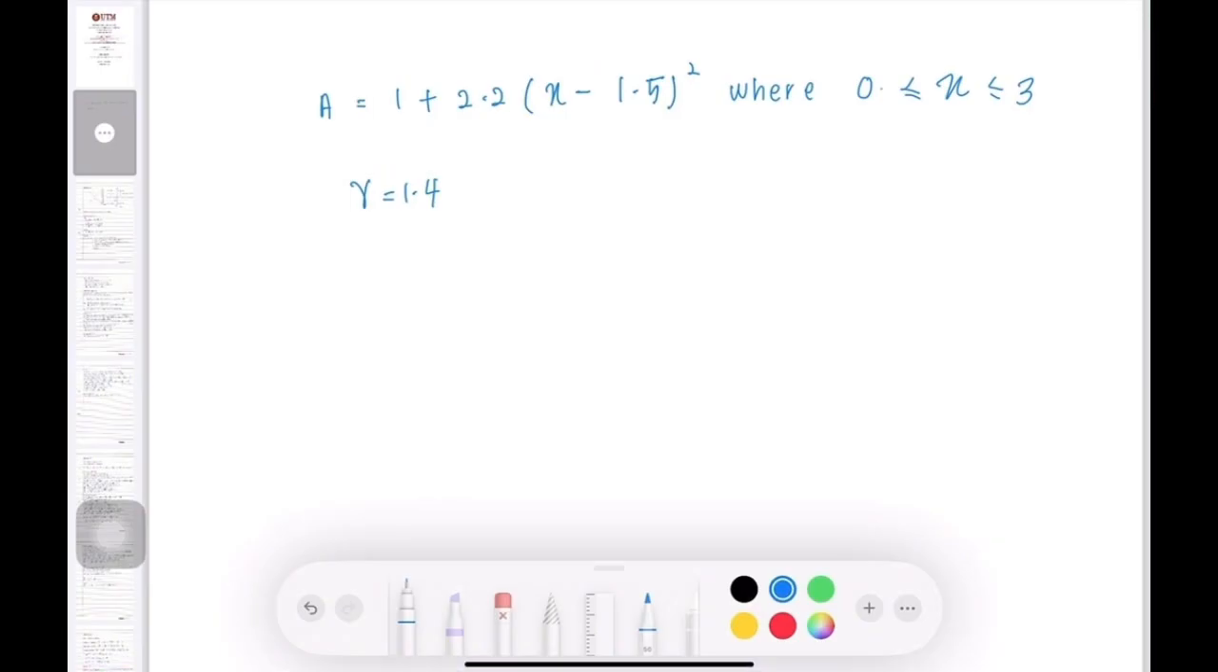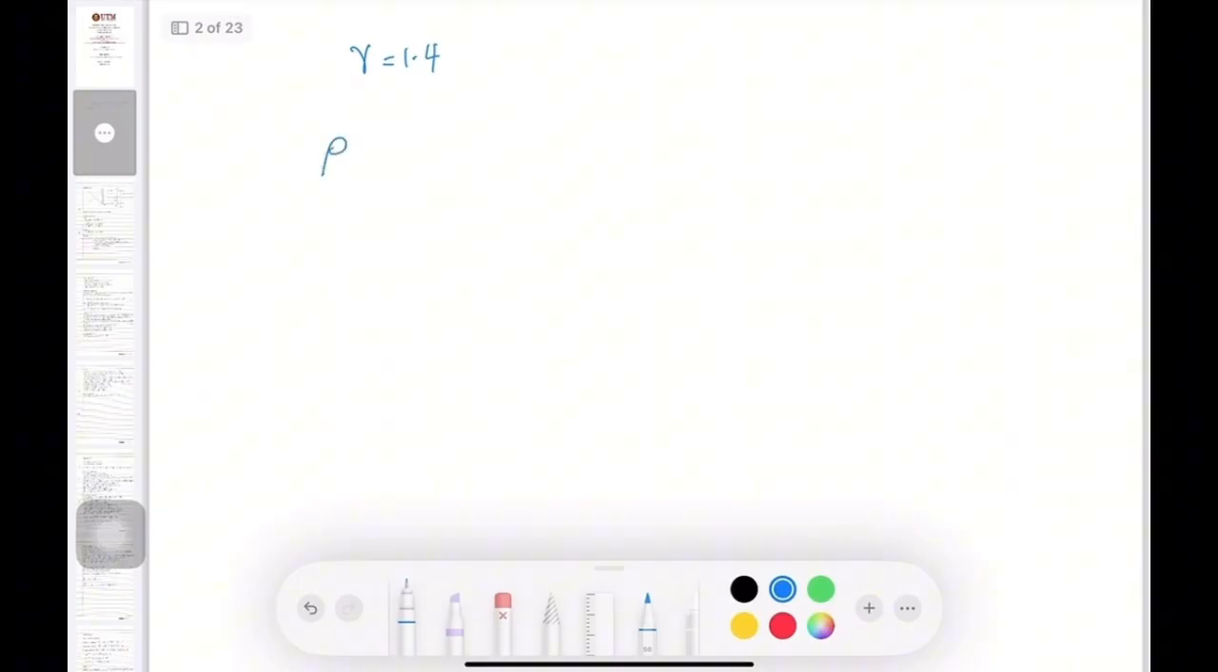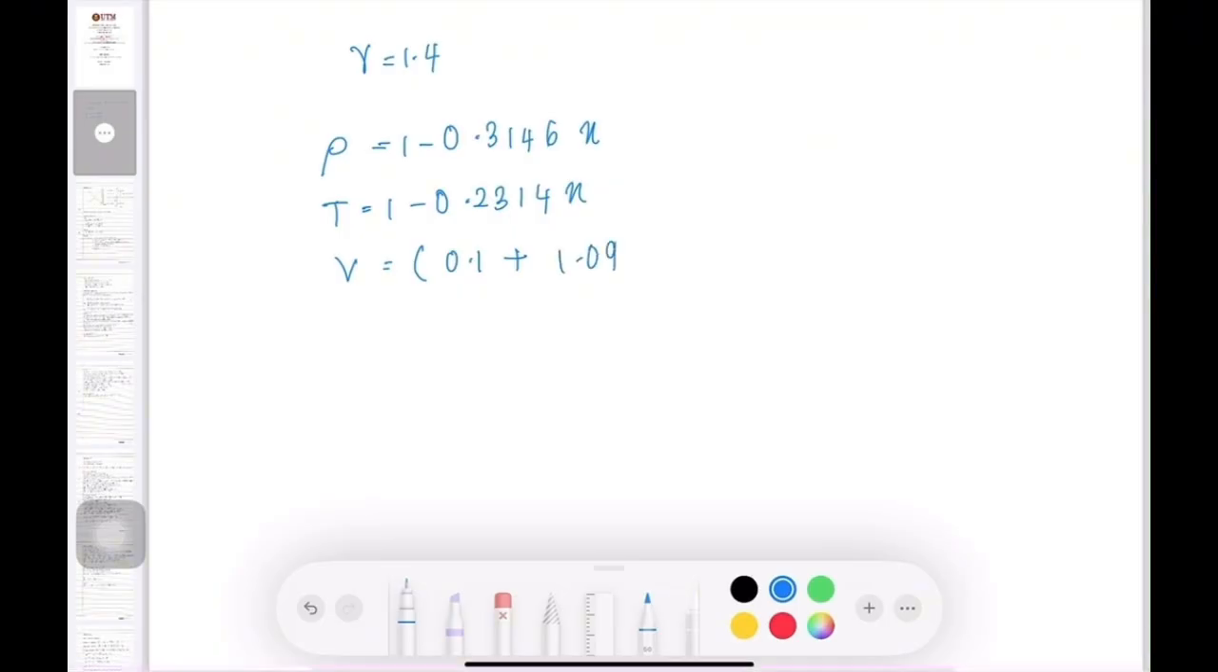Thus, the initial conditions for this case are given by rho equal to 1 minus 0.3146x, T equal to 1 minus 0.2314x, and V equal to 0.1 plus 1.09x, at t equal to 0.